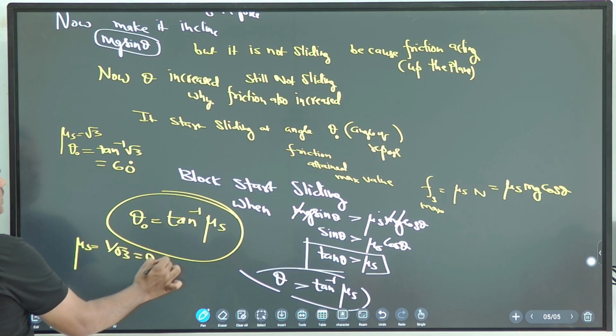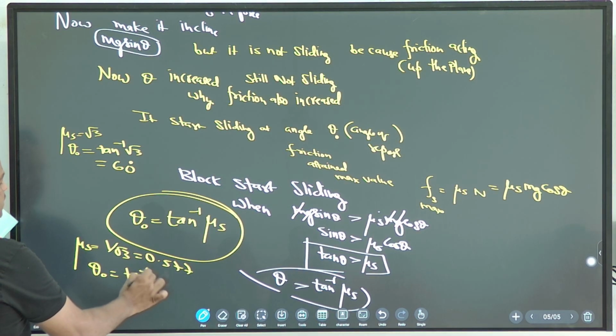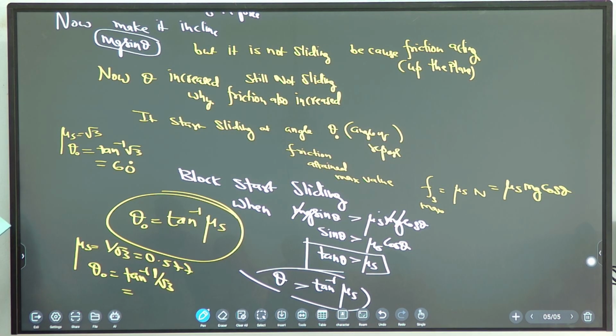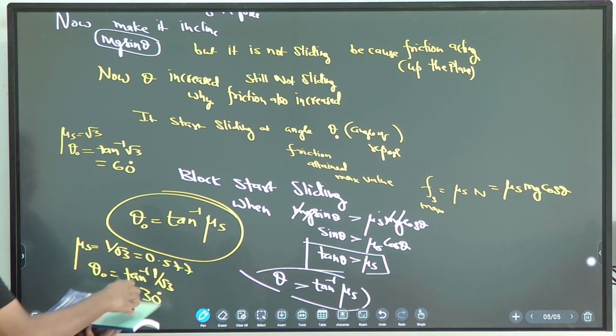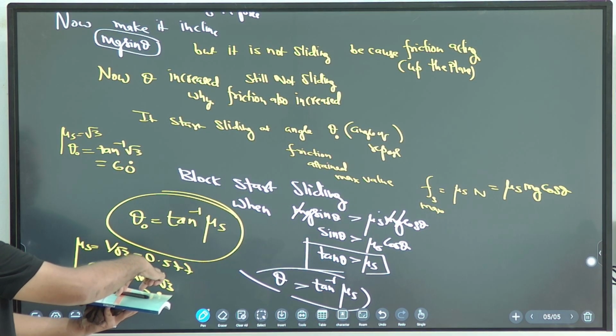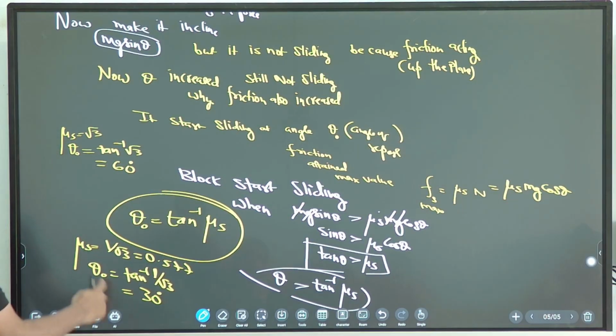If I am giving mu s as 1 by root 3, which is 0.577, then what is the angle of repose? Tan inverse 1 by root 3. How much? Tan 30 is 1 by root 3. So the angle of repose is 30 degree. Up to 30 degree it is not sliding. After 30 degrees it slides. So the angle of repose is 30 degree.